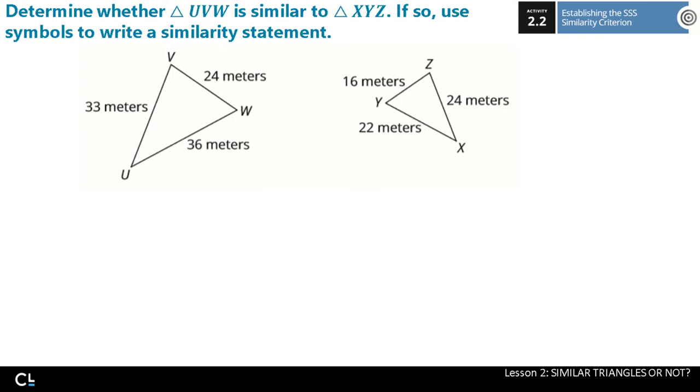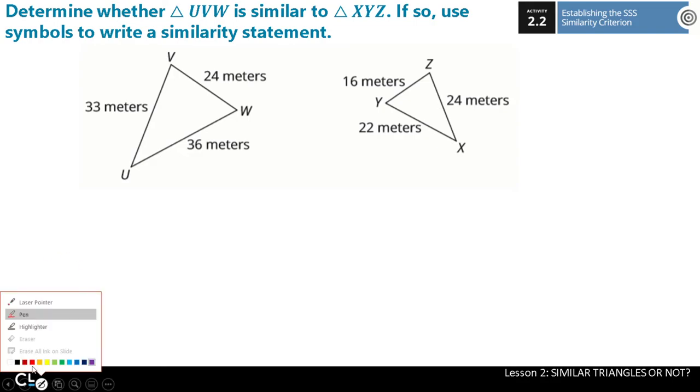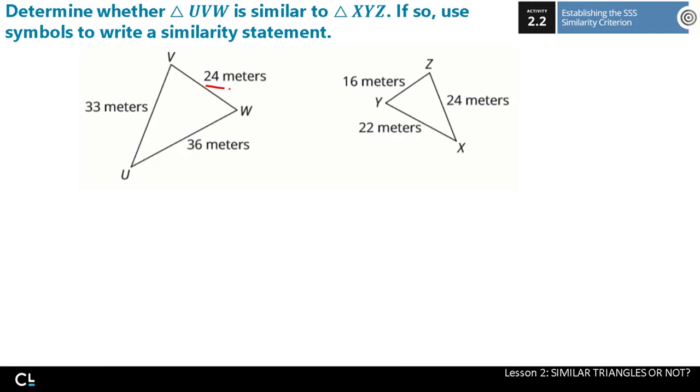How we're going to do this is we're going to look for our smallest numbers on each triangle. I'm going to write these ones in red, so I'm going to underline them. So 24 is my smallest on this triangle. 16 is the smallest on this triangle. And let's set those up as a fraction. So 24 over 16. Now, this is something where we have to think back to maybe 7th, 8th grade, maybe before that, where we have to simplify fractions.